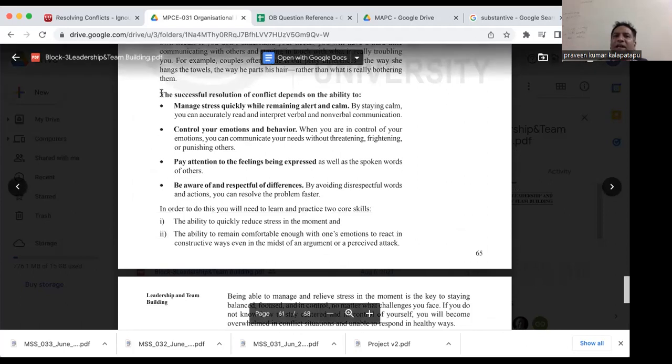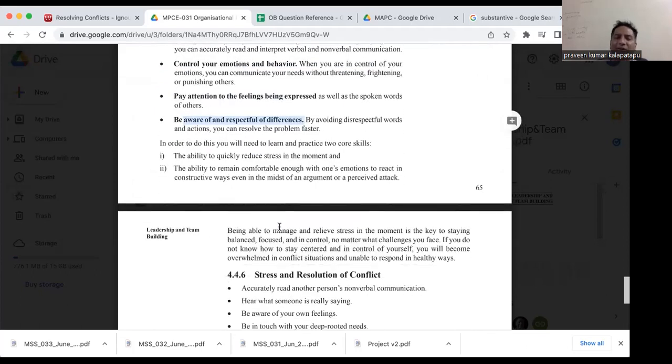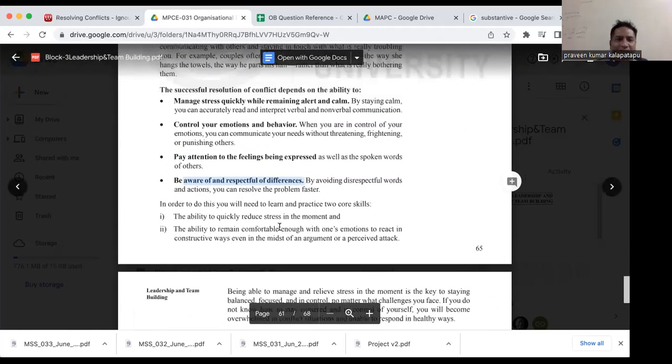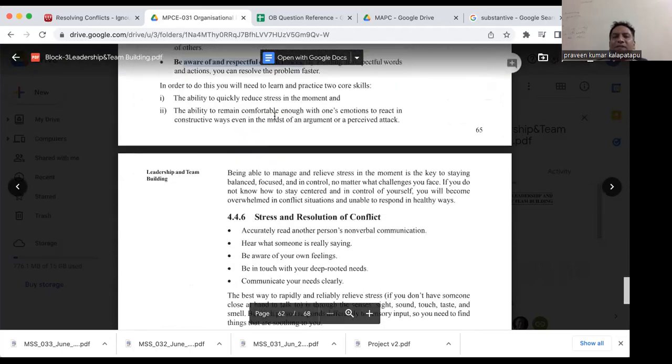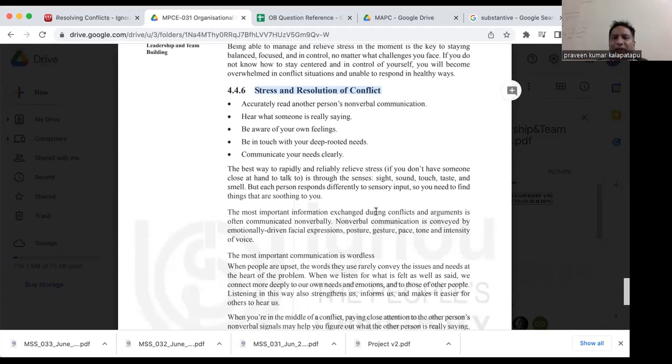Next comes the successful resolution of conflict depends on your ability to, again, it is repetitive in nature, manage stress, control your emotions, pay attention to the other person's feelings, and be aware and respectful of the differences. So this is kind of repeating in a different way. That's all. Okay. So now comes stress and resolution of conflict. Stress and conflict are very, very related.